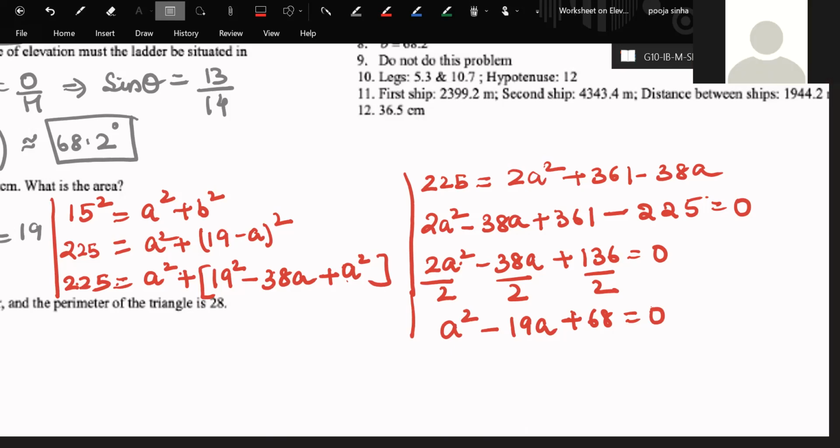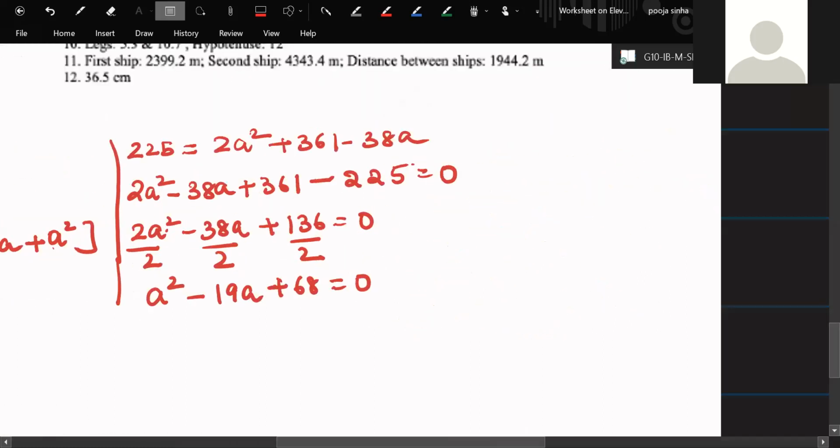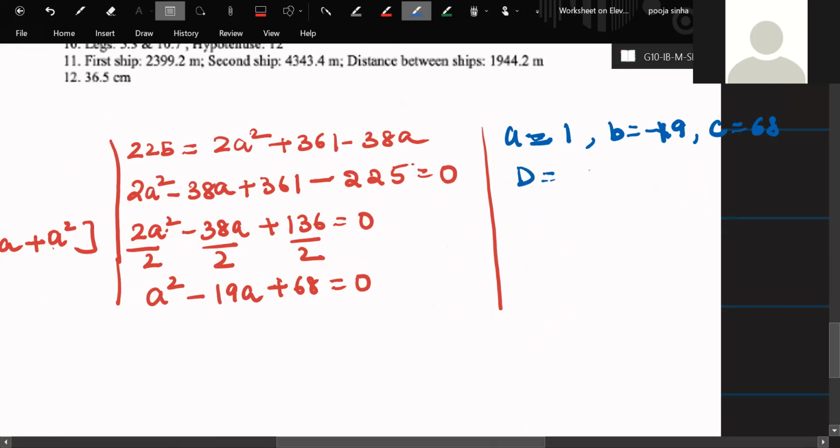I don't think you will have a perfect answer for this. So you will use the formula. Do you remember the formula method? First you write A is equal to 1. B is equal to minus 19. And C is equal to 68. Right? And then you figure out what is D. D is equal to B square minus 4AC. How much is your B?